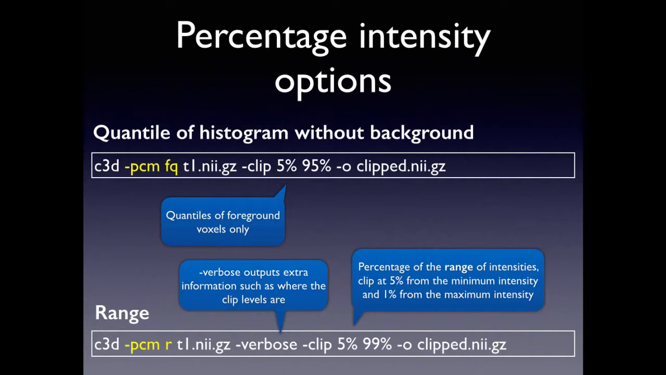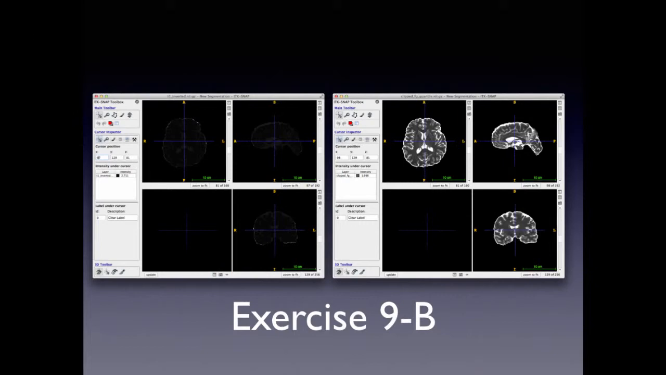And then the other way we can do things is with range. Now range is really only useful where you kind of know the range and there's no outliers, because unlike quantiles, it's pretty sensitive to outliers. But you can do -PCMR and then the 5 and 99% at the bottom there will be interpreted as just being the raw range without regard to the quantiles. So there's different ways we can specify intensity. We'll go straight on to exercise 9b, where we'll just look at a couple of different ways of applying that to the same image. And this should only take about 5 minutes or so.